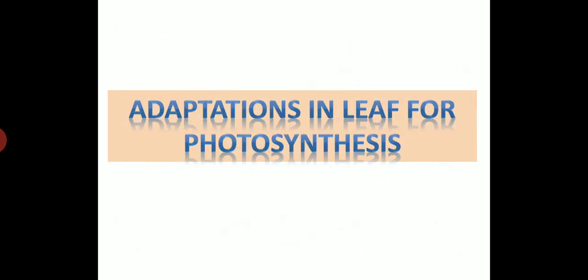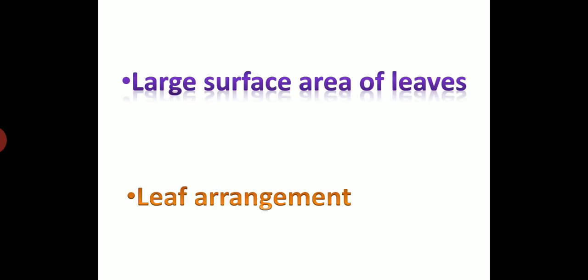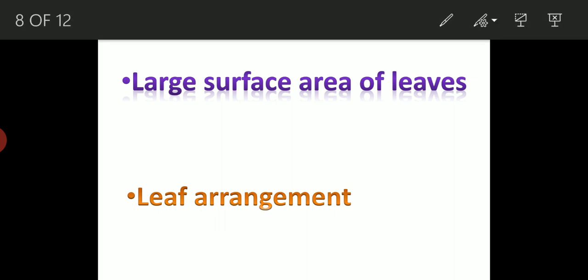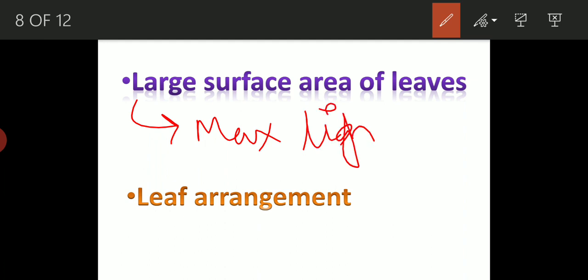Next, we will know about the adaptations in leaf for photosynthesis. Now, what are the adaptations? First is the large surface area of leaves. Okay. Now, large surface area of leaves, it will do? If the surface area of the leaf is large, then maximum light will be absorbed, maximum sunlight will be absorbed, right?